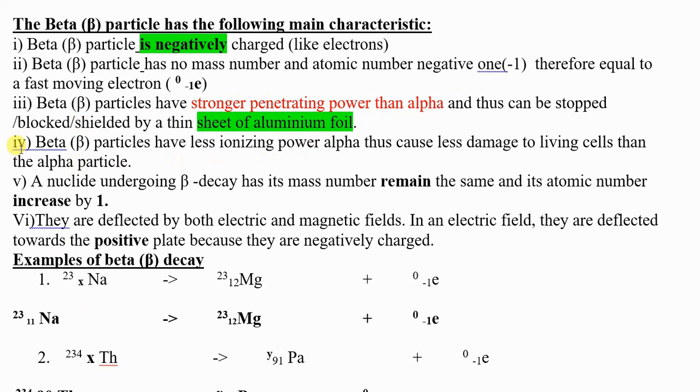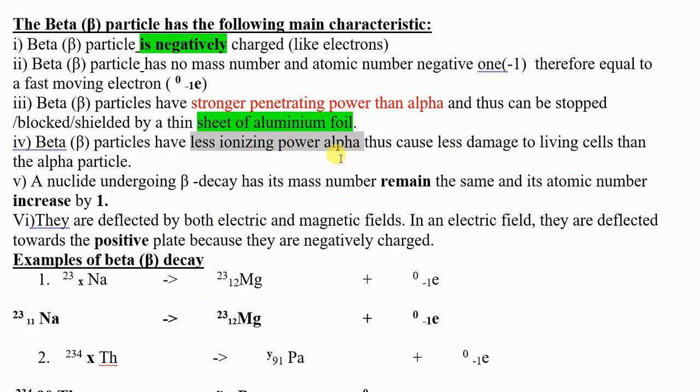Yes. And number 5 or 4, beta particle have less ionizing power, less damage to cells than the alpha particle. Therefore, beta will not damage the cells like alpha. So they have less ionizing power.